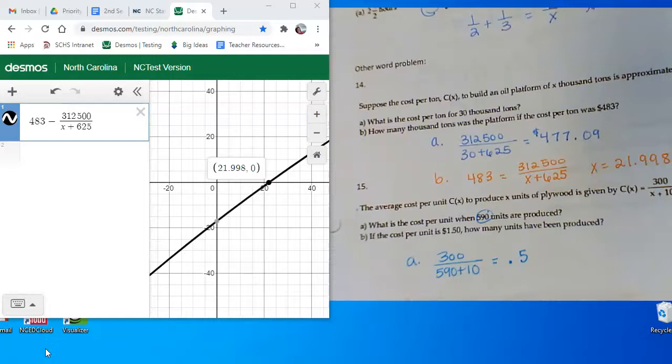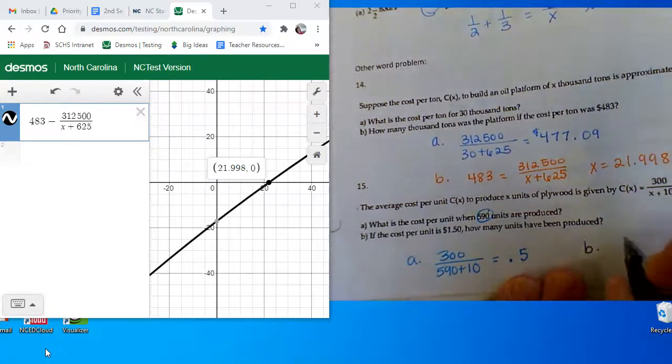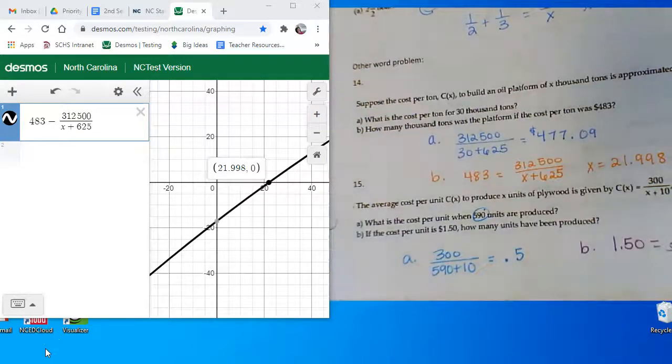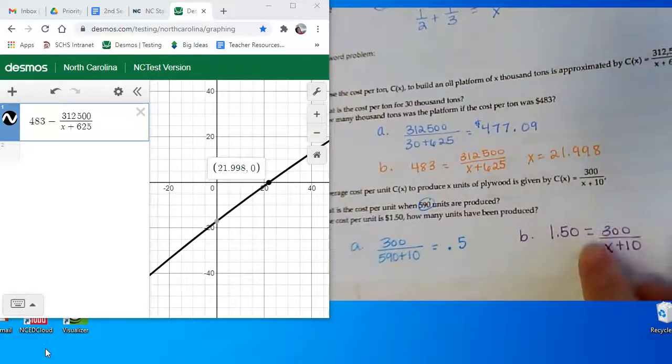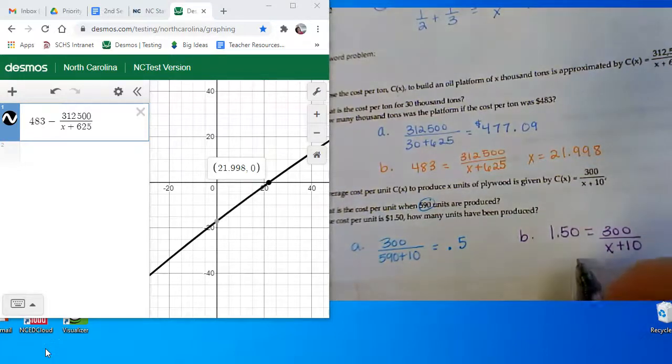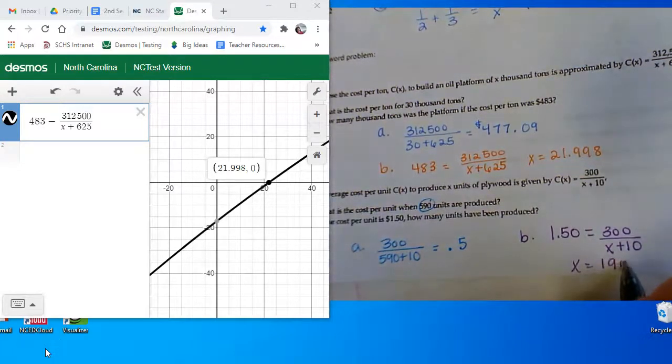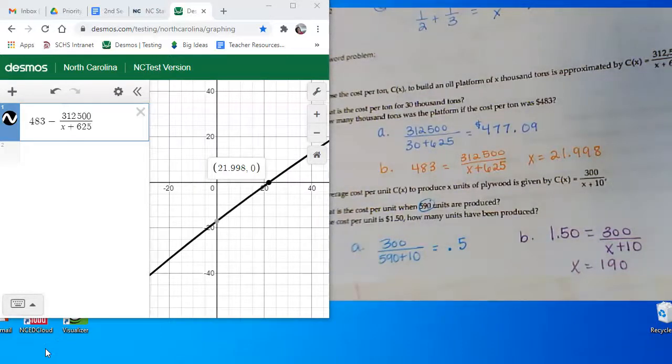B says if the cost per unit is $1.50, how many have been produced? The difference in B is that 1.50 is the cost, so you have 1.50 equals 300 over x plus 10. And then when you put that in, if you do 1.50 minus 300 over x plus 10 and solve that, you will get 190 units have been produced. And so that's the final answer.